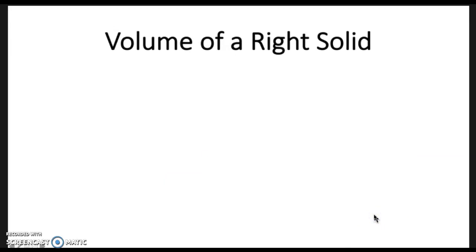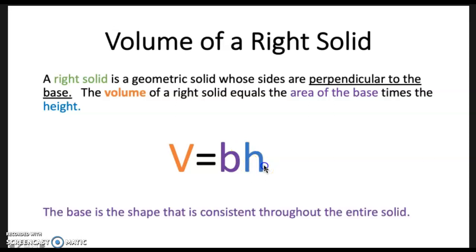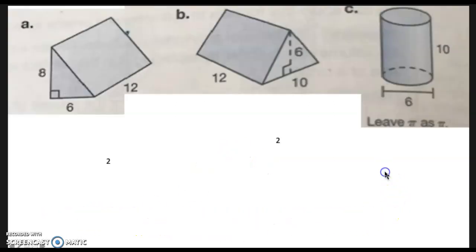All right, today's lesson is volume of a right solid. So a right solid is a geometric solid whose sides are perpendicular to the base. The volume of a right solid equals the area of the base times the height. So volume equals base times height. The base is the shape that is consistent throughout the entire solid.